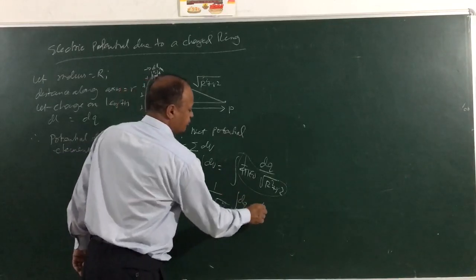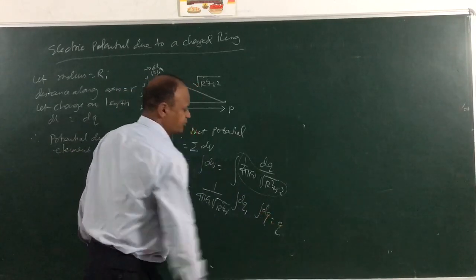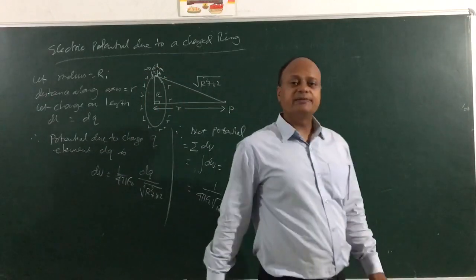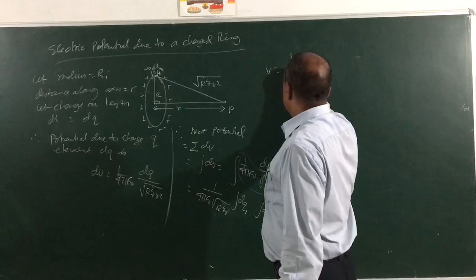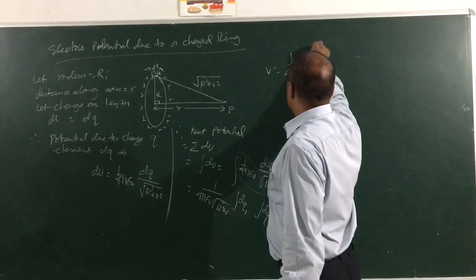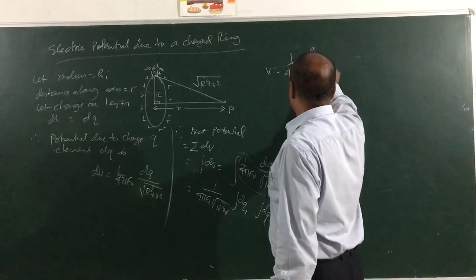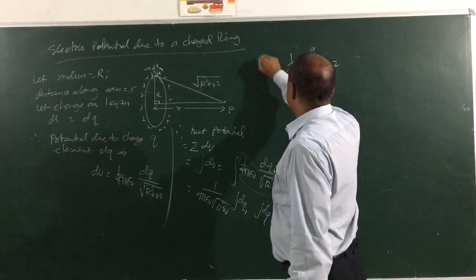And children, integral of dq will be the total charge Q. So you will place it, then I will see V is equal to 1 by 4 pi epsilon 0, Q by root over R square plus small r square.